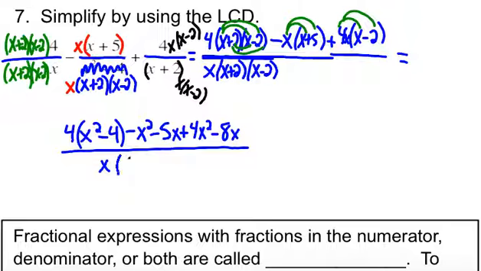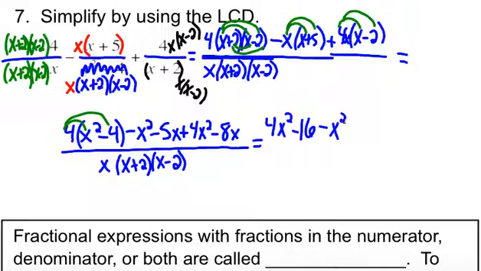Denominator, still the same. Do not FOIL that out, okay? Just leave it, trust me. Okay, now I'm going to distribute this 4. So I get 4x squared minus 16 minus x squared minus 5x plus 4x squared minus 8x.